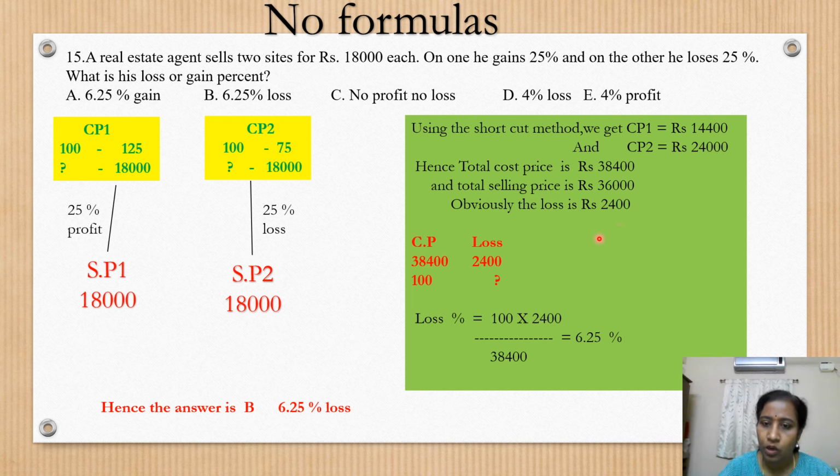Now, coming to the loss percentage, because that is what is asked in the question. So, the same technique I am using again. If the cost price is 38,400, the loss is 2,400. If the cost price is 100, what is the loss? So the same X technique, 100 into 2,400 by 38,400, I get 6.25%. So I'm not using any formula anywhere. 6.25% is the loss percentage for the overall transaction.